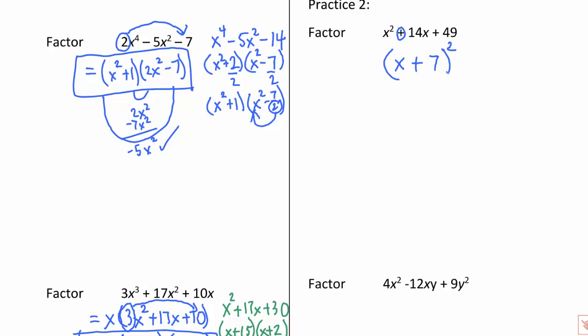Now notice that if I square this, I get back to the original problem. x being squared gives me x squared. 7 being squared gives me 49, and as always, it's the middle term that's usually the most difficult. x times 7 is 7x. Doubled gives me positive 14x. And that checks out. That's how you know that this is, in fact, the factorization of x squared plus 14x plus 49.